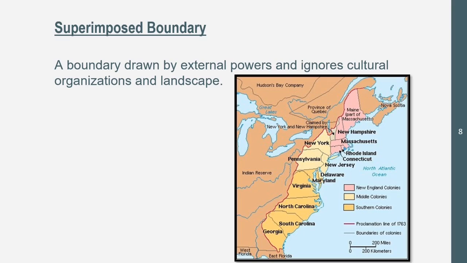Now let's get into superimposed boundaries, which are boundaries drawn by external powers, and they ignore cultural organizations and the landscape. So, the 13 colonies, these are superimposed boundaries. Remember, we had natives living here in the 18th century. And when these boundaries were formed in the 17th and 18th century, it didn't care where the natives were, what the natives were doing, how their lives worked. It was to basically be drawn for the European powers, if that makes sense. So these are going to be superimposed.